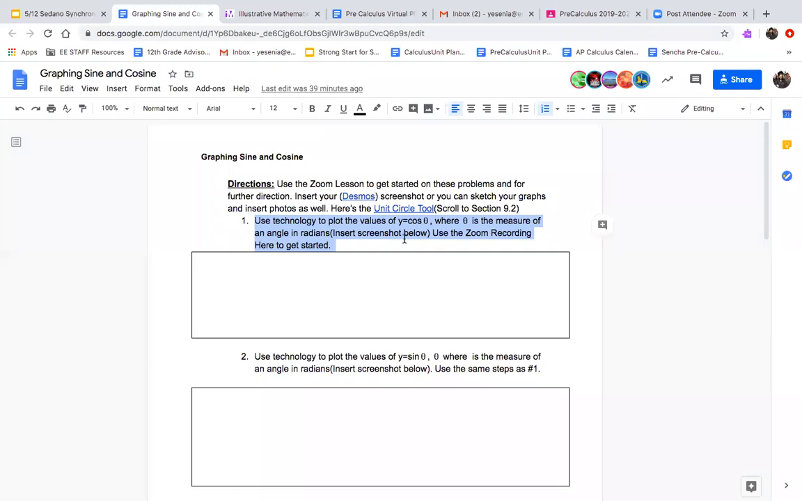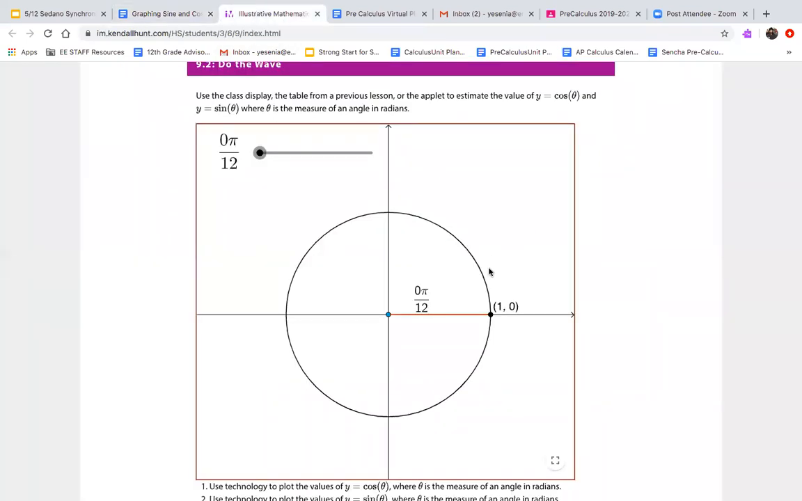And you're gonna insert the screenshot. So I'm gonna try to plot cosine theta using what I know about the unit circle. Just as a reminder, everybody, from yesterday's lesson, and if you don't remember, I'm just gonna tell you, the X value is always your cosine.